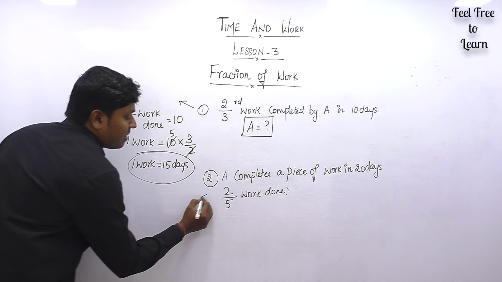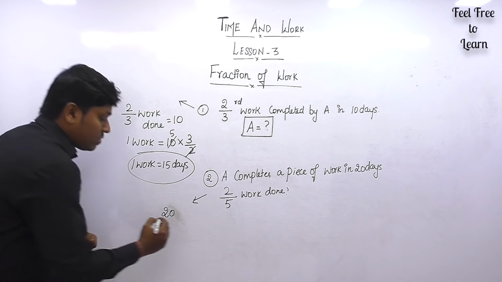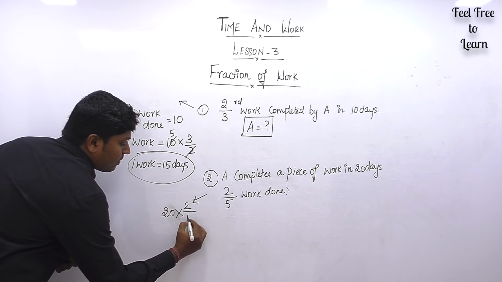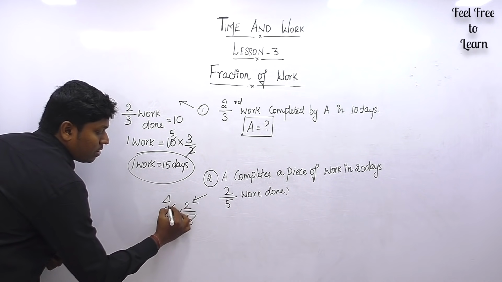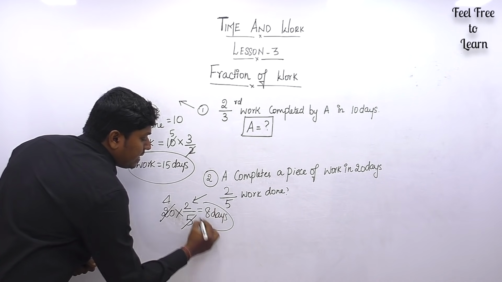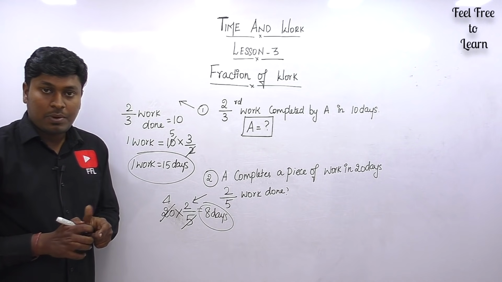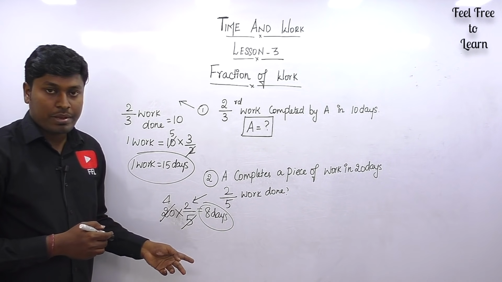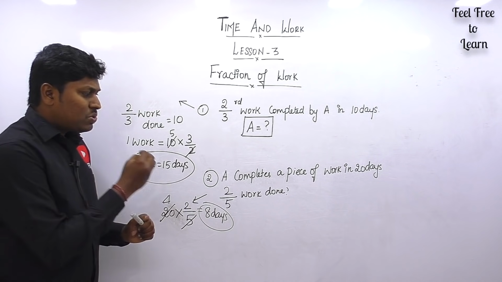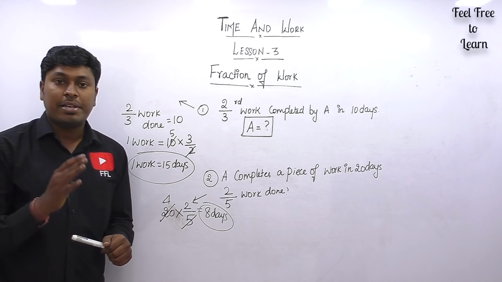If they ask a question like this, 20 days he took to complete a job. So 20 into 2/5. When you cancel, this becomes 4. So 4 into 2, 8 days. So friends, for completing this 2/5 of the work, he will take 8 days. Direct multiplication, 20 into 2/5. When you cancel this, 4 into 2 will be 8 days. So these 2 points are most important if you want to solve the questions that are based upon fraction of work.